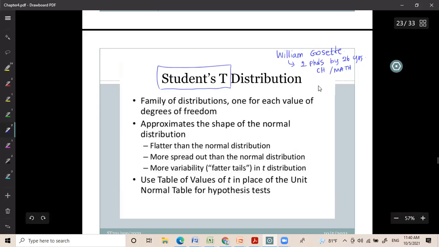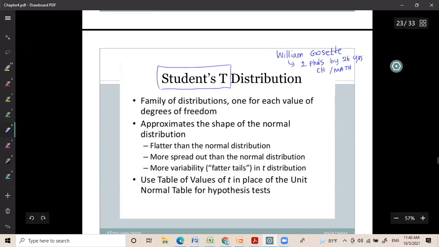Okay? The normal distribution will work very well if the sample sizes are large, 30 or more. Now, if you have smaller sample sizes, the normal distribution fails. Therefore, William Gossett developed this T distribution. He just gave the name T.